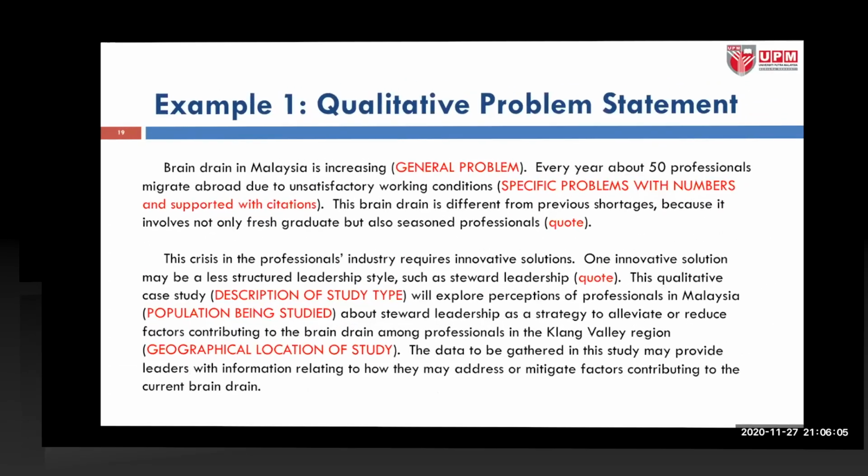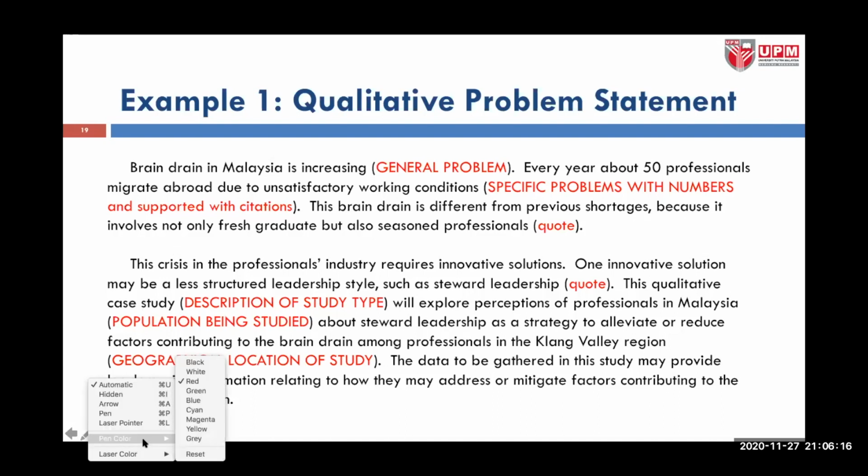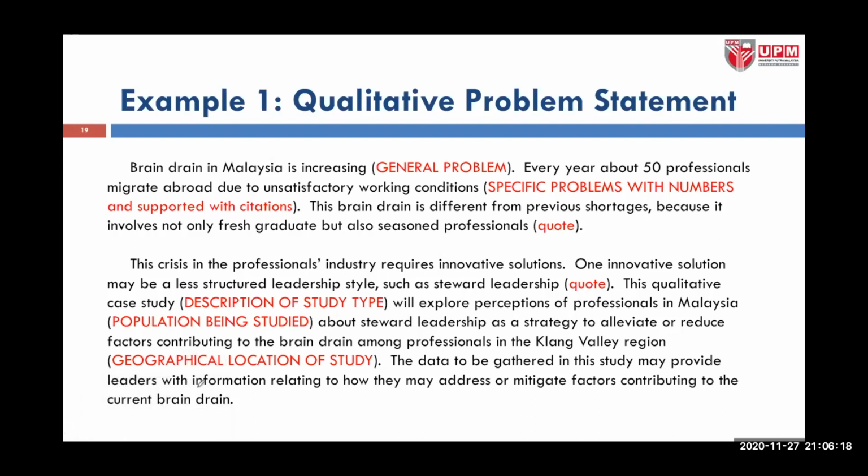Okay. Let us look at an example of a qualitative problem statement. Okay, from here, probably you can see much more clearly. Maybe I just use a different color pen. The brain drain in Malaysia is increasing. Okay, that's the first statement. This is general. This is the general problem. Why is it general? Because yes, it's just a statement there. Brain drain in Malaysia is increasing.